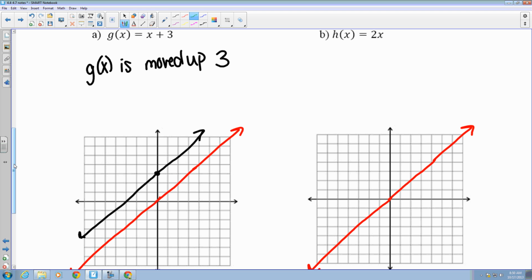Okay, for b, our g is 2x. Still has 0 for the x-intercept. This time our slope is 2. So what's the difference between the green and the red? It still has 0 for the x-intercept. It looks like it's steeper. I guess that's h of x, not g of x. I'm going to say that's twice as steep. That's a good way to describe it.